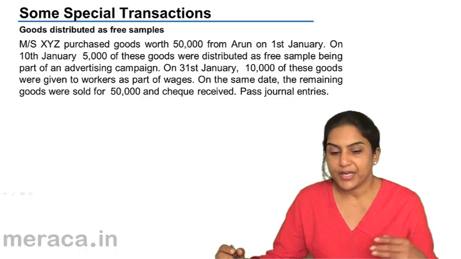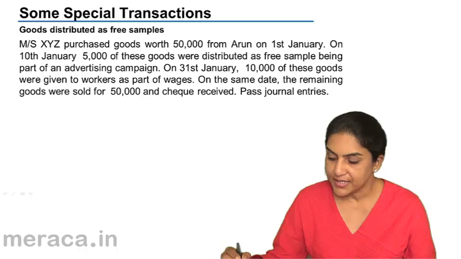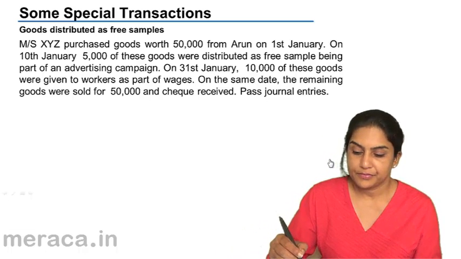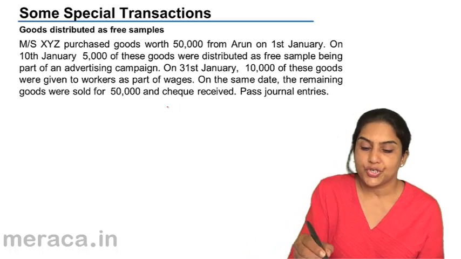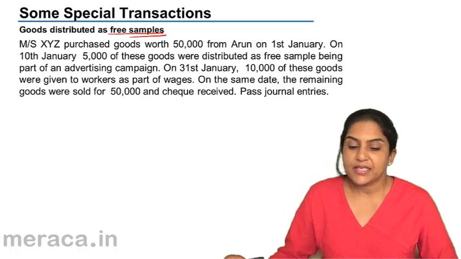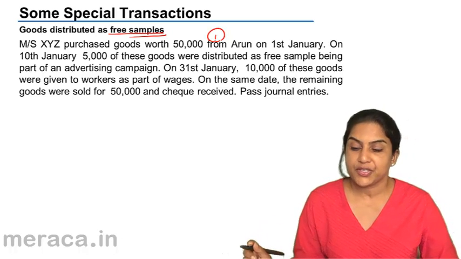Let us take a few examples and understand some different transactions. Goods distributed as free samples. Say Messrs. XYZ purchased goods worth 50,000 from Arun on 1st January, first transaction.